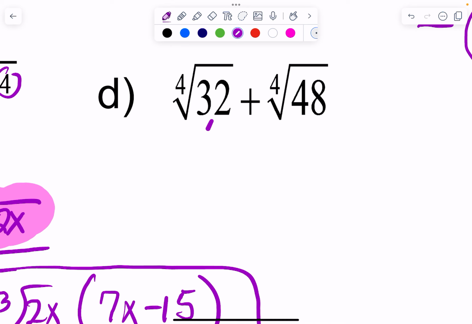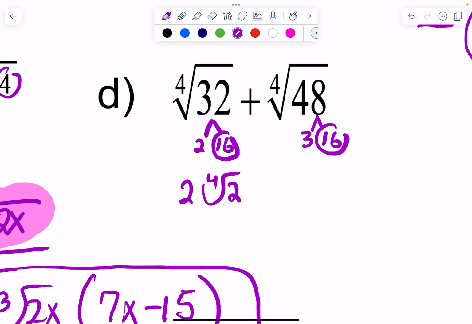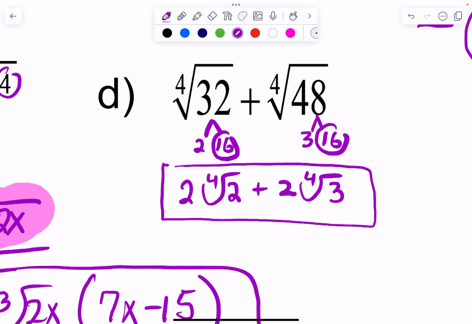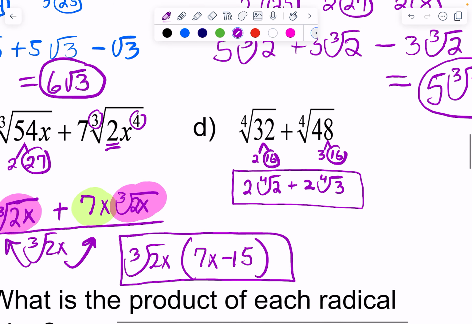Okay, fourth roots. We're looking for sets of 4. So this is 2 and 16. The fourth root of 16 is 2. So I got 2 with the fourth root of 2 left over. And this is 3 and 16. The fourth root of 16 is 2 with a fourth root of 3 left over. They are simplified. They have the same index, but unfortunately they do not have the same radicand. So that is my answer. I cannot add those. They're not like radicals.